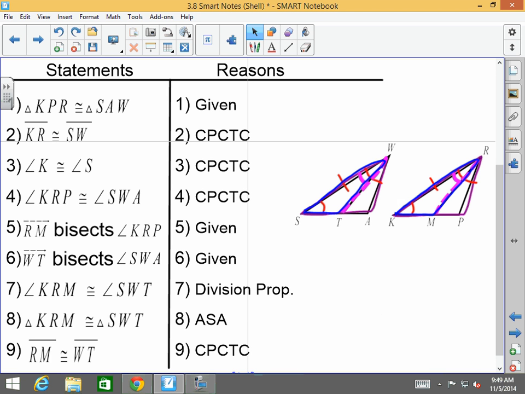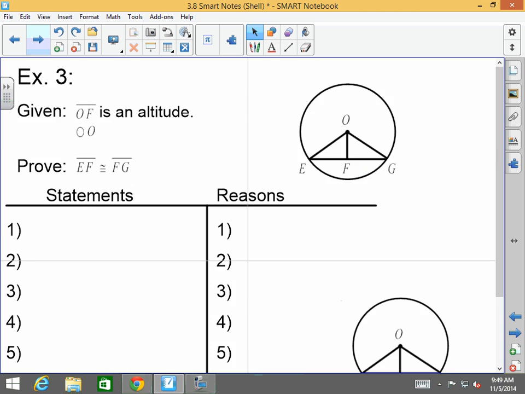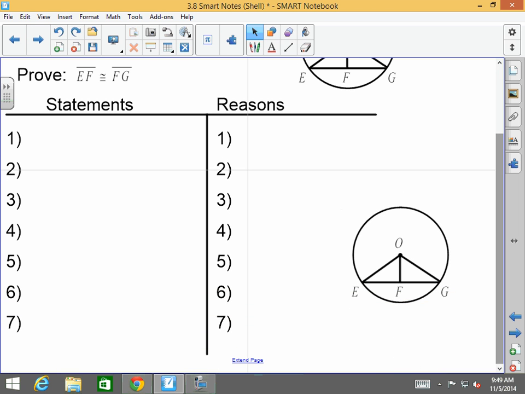All right. May I continue, my brothers? Okay. Last but definitely not least, I have here a circle O, and I say that OF is an altitude. Now remember what we had just finished talking about. If you are mentioning perpendicular lines, if they mention altitudes, then we're talking about 90s, okay? Then we're talking about right angles.